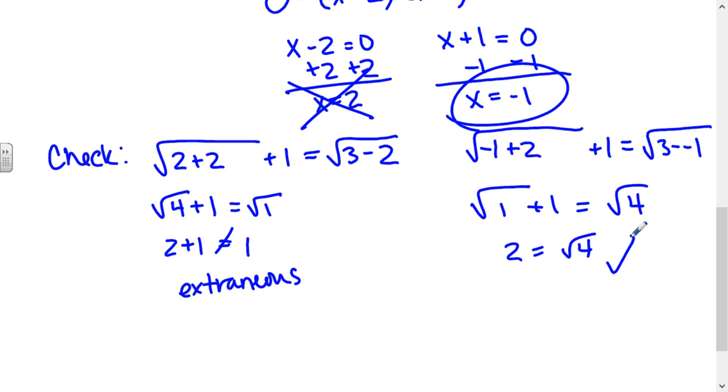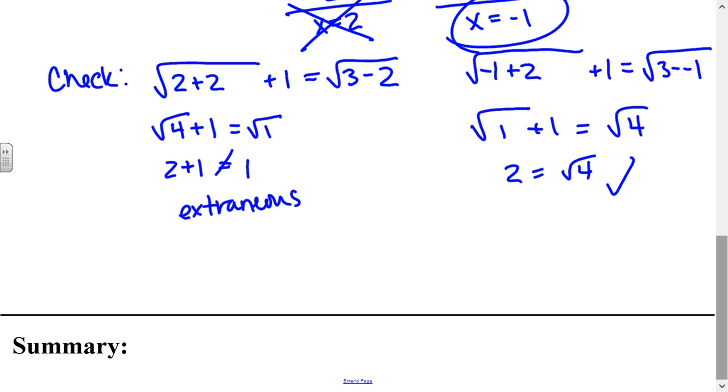So from here, you guys can stop the video and write your summary to answer the essential question. I do have one more example on here, so if you'd like to pause the video and try this next example on your own, you can try that. It's a little more complicated.